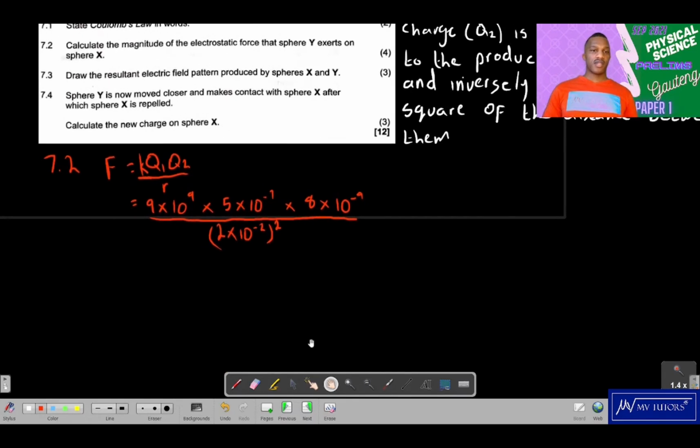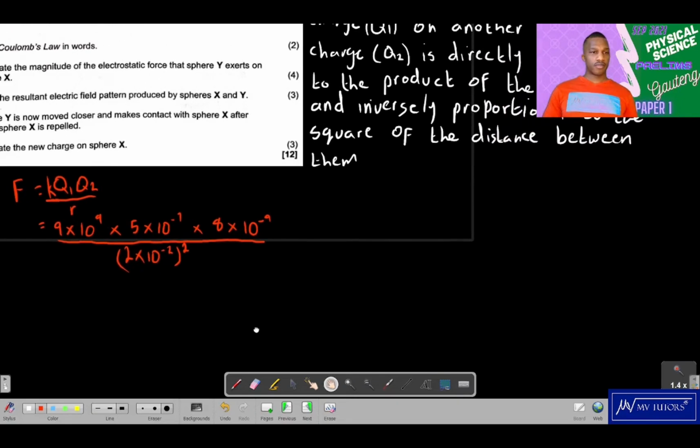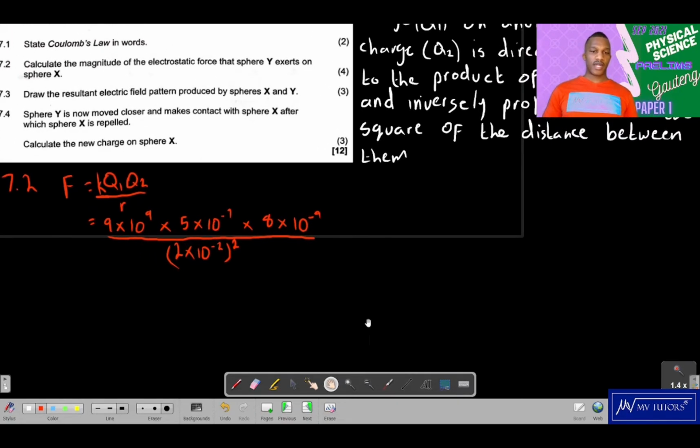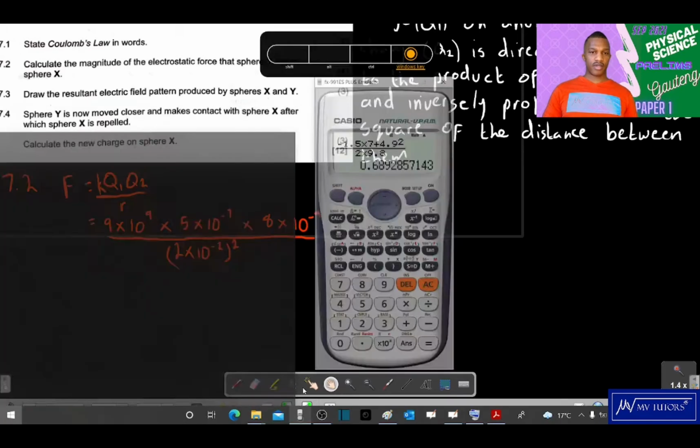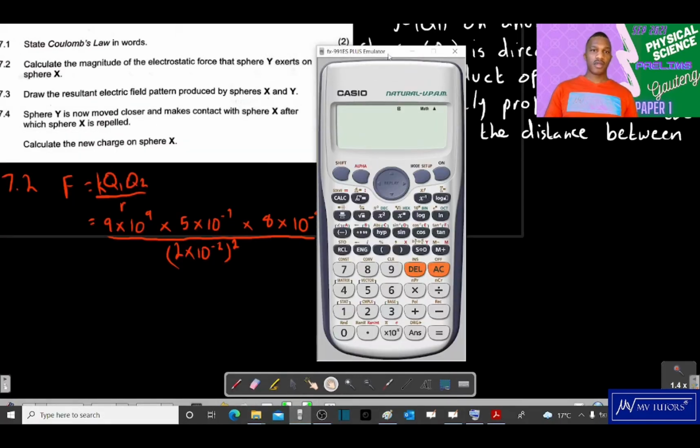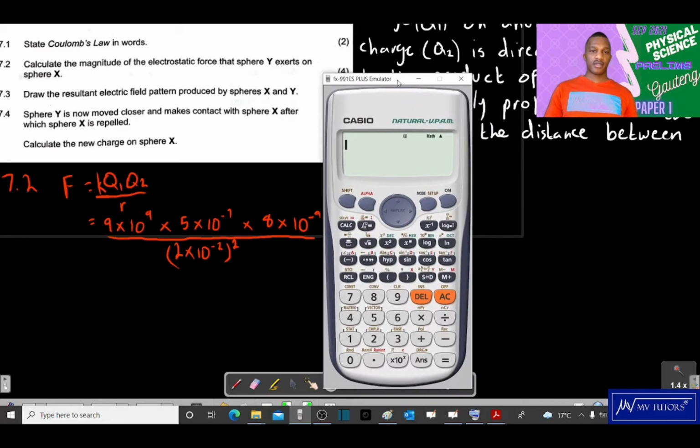Okay, now we just have to put this in a calculator and see what it gives us. Let me get a calculator real quick. So I'm going to put that, and I'm going to say 9 times 10 to the power 9. Okay, but I don't want to do it this way because it can get confusing for a lot of people. So I'm just going to put it raw. So it's 10 to the power 9.